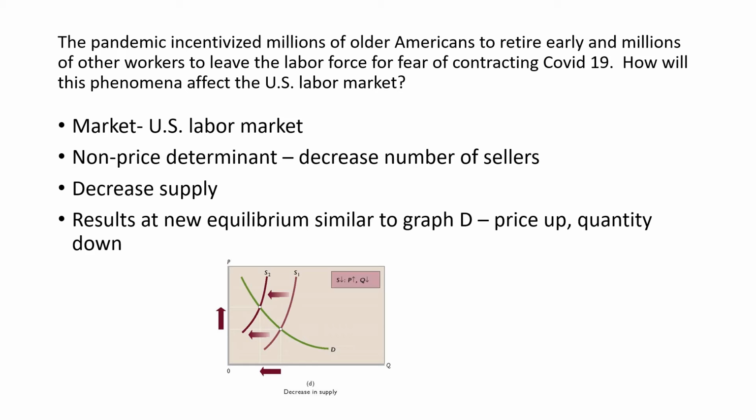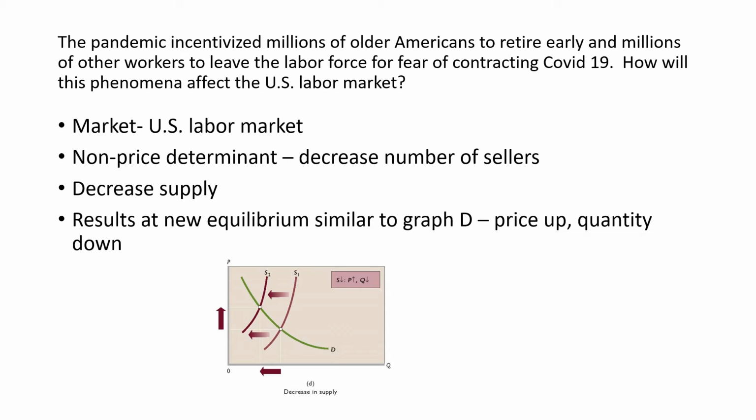First one, the pandemic incentivizes millions of older Americans to retire early and millions of other workers to leave the labor force for fear of contracting COVID-19. How will this phenomenon affect the U.S. labor market? Remember the 4 steps. First, identify the market. In this case, the market is the U.S. labor market. 156 million Americans in the labor market.